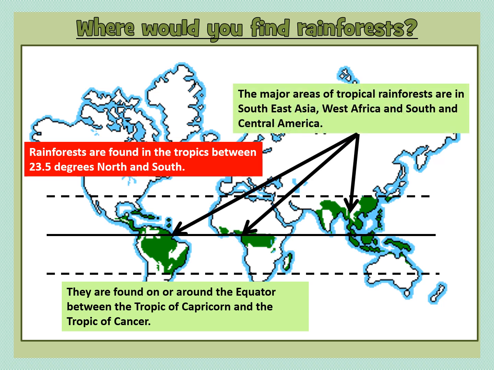The major areas of tropical rainforests are in Southeast Asia, so places like the Philippines, Borneo, Indonesia, etc., West Africa, and also South and Central America. So obviously you've got the Amazon rainforest there as well.